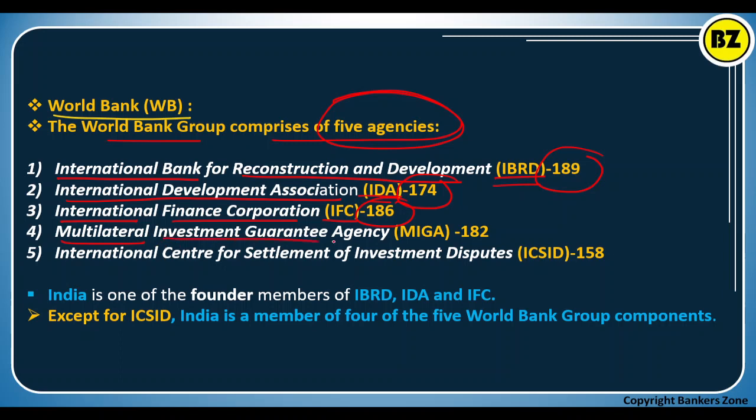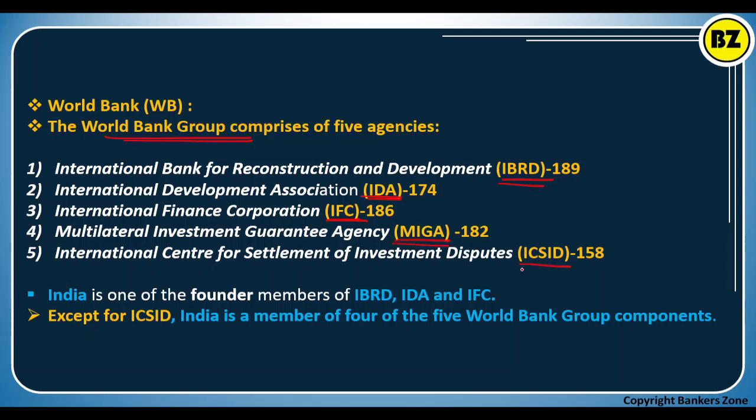Multilateral Investment Guarantee Agency, MIGA, having 182 members. International Centre for Settlement of Investment Disputes, ICSID, having 158 members. So I repeat, you have to remember the 5 names of the World Bank group. The World Bank comprises the IBRD, IDA, IFC, MIGA and ICSID, having member strength 189, 174, 186, 182 and 158 respectively. That you have to remember.